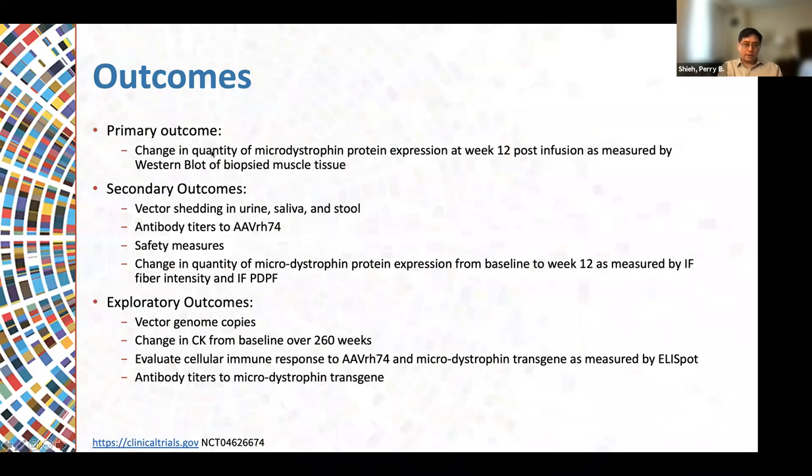So the primary thing that they were looking for was, what does the muscle biopsy look like? How much protein is in there? You know, quantify it, either based on Western blot or by looking at the immunofluorescence. They also wanted to look at safety measures and vector shedding, but they were also collecting some exploratory outcome measures. This data is not yet complete, so I won't be showing this.